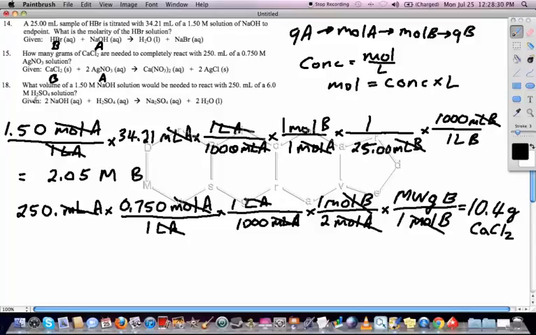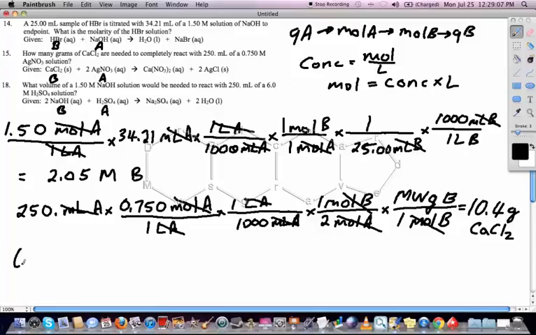Alright, let's take a look at number 18. What volume of a 1.50 molar NaOH solution would be needed to react with 250 mL of a 6.0 molar H2SO4 solution? Alright, so again we're going to use this flow chart, and our first aim is to get to moles of A. So we're looking at A. A is going to be H2SO4 and B is going to be NaOH. B is what we're looking for, what volume of NaOH. And we've got plenty of information about the H2SO4, so we know that's what we're starting with.